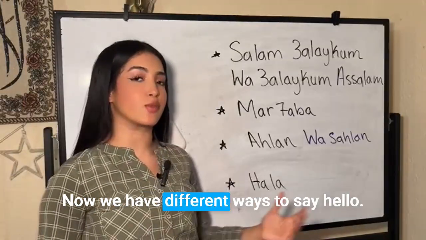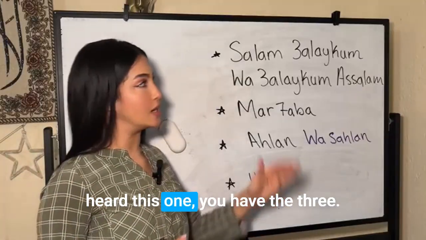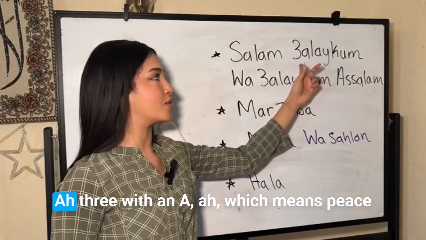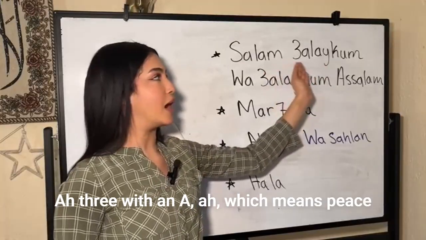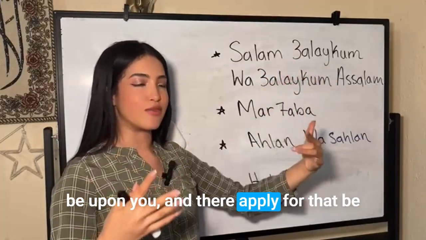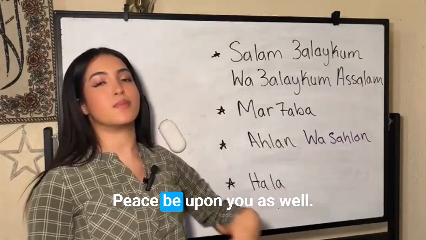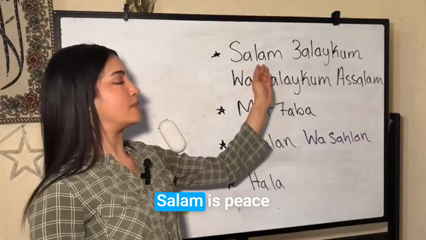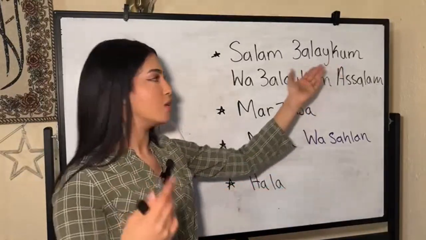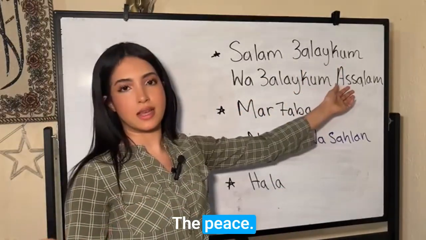Now we have different ways to say hello. So the most common one, you probably heard this one, Salam alaikum. So you have the three with an A, Salam alaikum, which means peace be upon you. And the reply for that be wa alaikum as-salam, and peace be upon you as well. Salam is peace, ala upon, kum, you all. Wa and ala upon you the peace, as-salam.